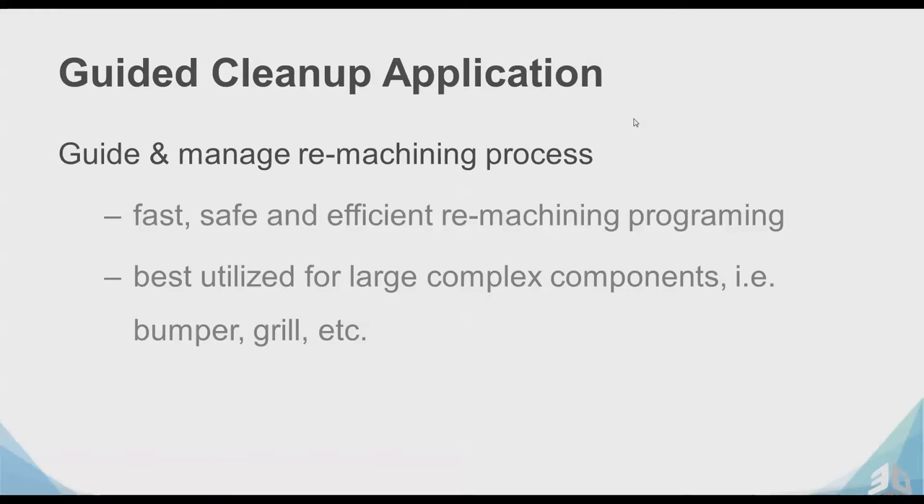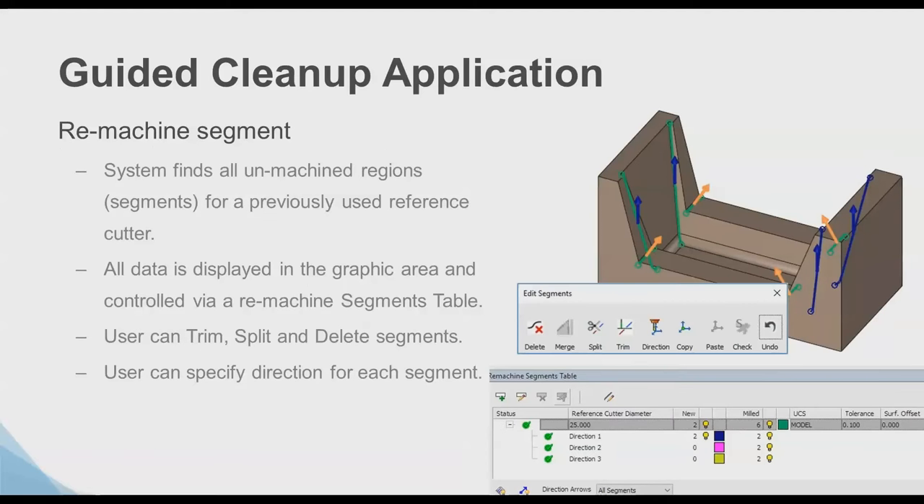Mostly these jobs we will program by using 3+2 positioning, and we would like for each portion of the job to know which is the best direction that will fit the machine head and the job. So this can be a tedious job, can be complex, and for that we have 2 stages. The first stage is called the remachine segments.